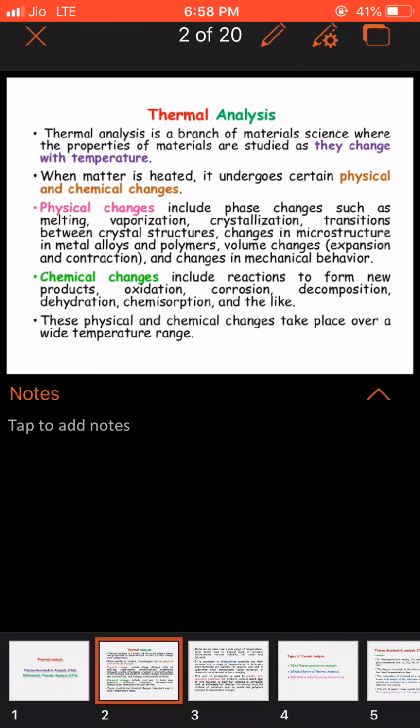There are certain chemical changes also that can be attributed to the increase in the temperature of a system, or in this case of a material. The chemical changes include formation of new products, oxidation, corrosion, decomposition, dehydration, chemisorption, and the like. We have seen what is chemisorption in my previous lectures. Probably during chromatographic techniques, I have taught you what is chemisorption.